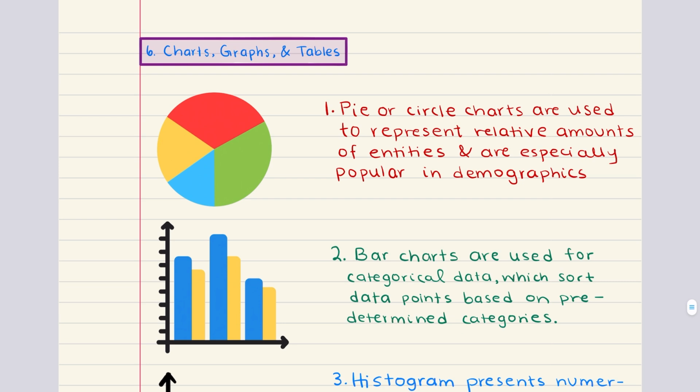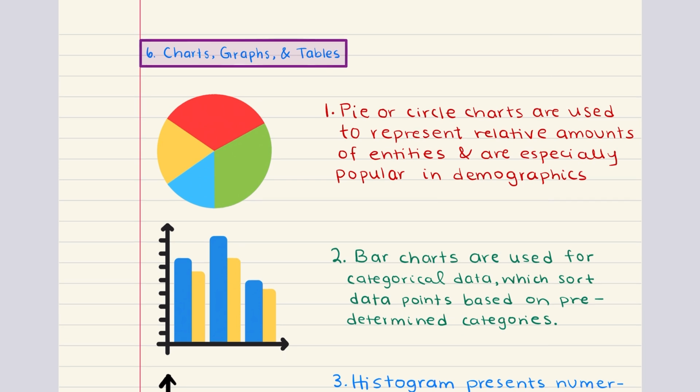charts, graphs, and tables. Visual representations of data are critical for summarizing large amounts of information, identifying trends, and communicating findings effectively. Each type of chart, graph, or table has specific applications, so understanding their purpose and learning to interpret them correctly is essential. Let's start with discussing pie charts, also known as circle charts.